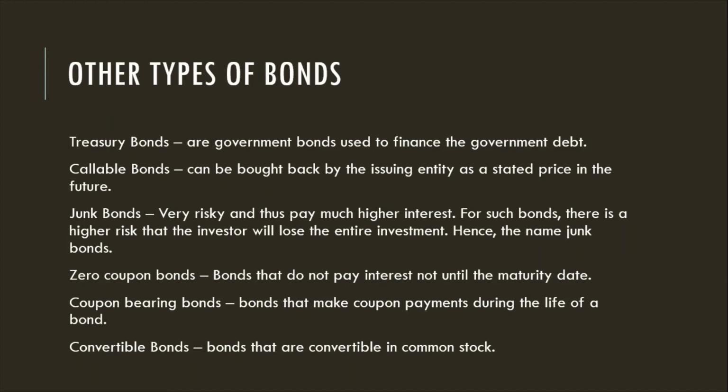And then zero coupon bonds, I've mentioned this a while ago. They do not pay annual interest, but they pay the entire interest at the end of the maturity period alongside the face value of the bond. And then coupon-bearing bonds, or the usual corporate bonds, they make coupon payments during the life of a bond. So, annual interest payments. And lastly, there's what we call convertible bonds.